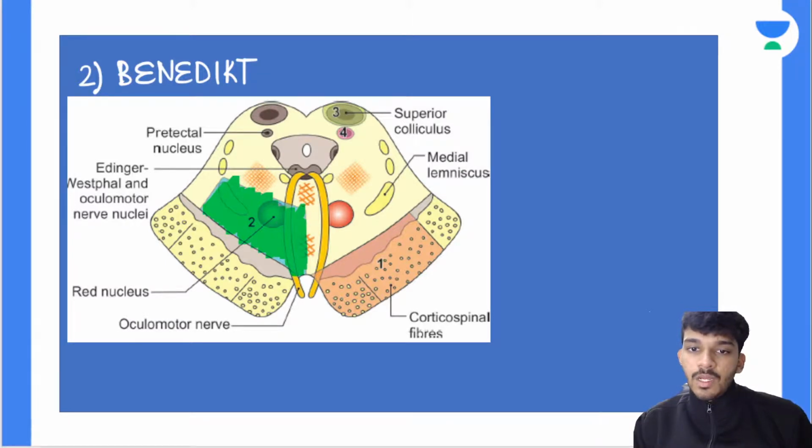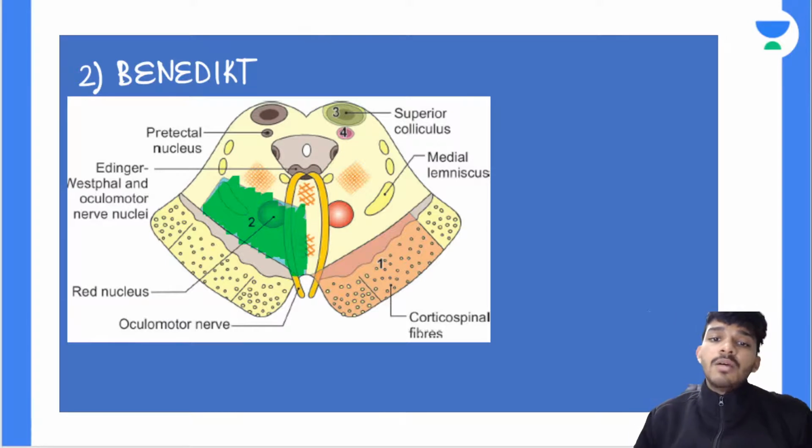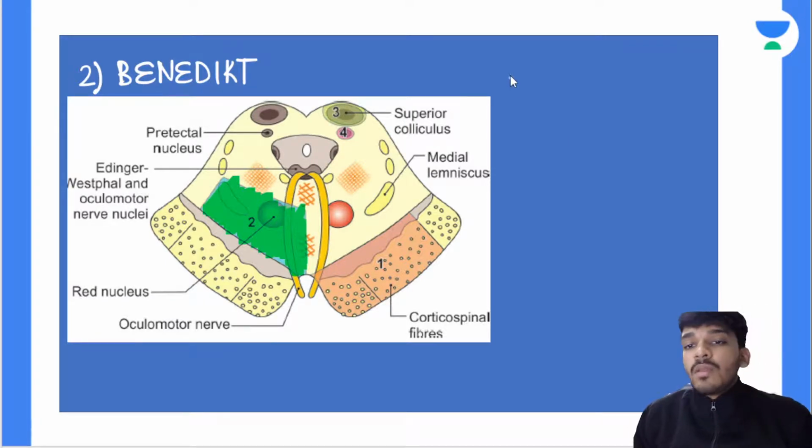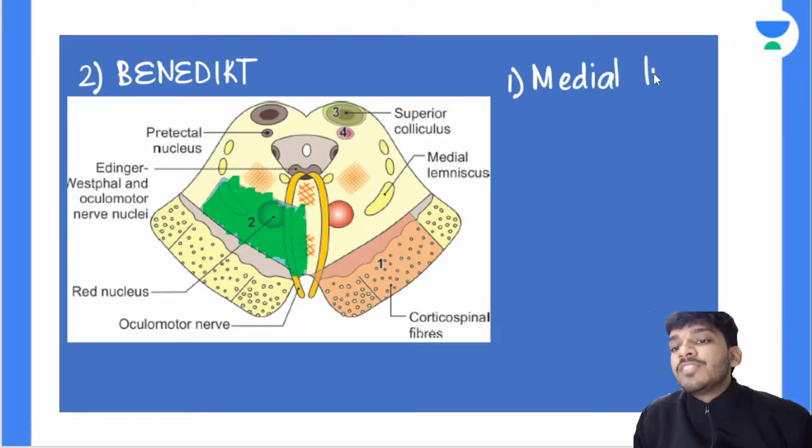So most of the tegmentum is damaged. Three things important. Because the medial lemniscus is gone, remember, the medial lemniscus carries fibers from the dorsal column pathway. So loss of proprioception.